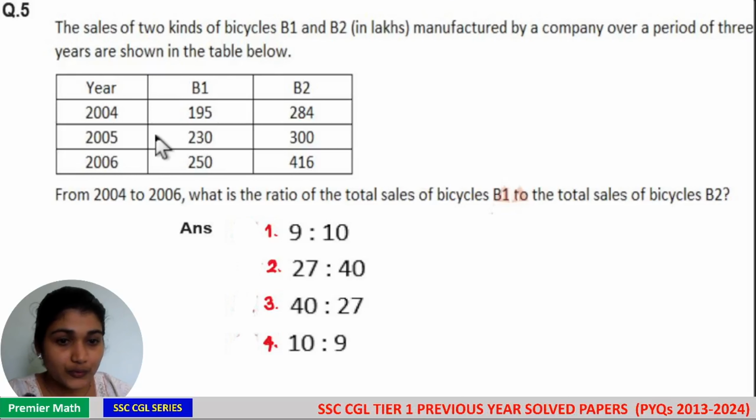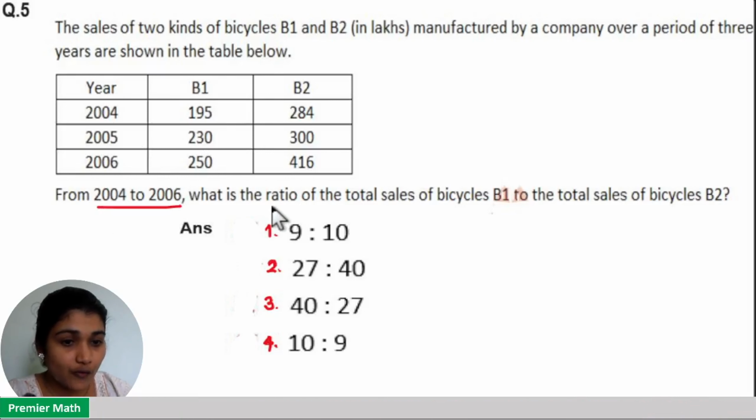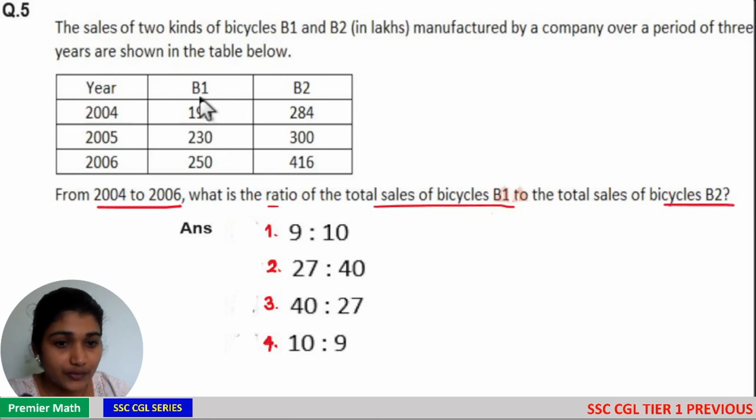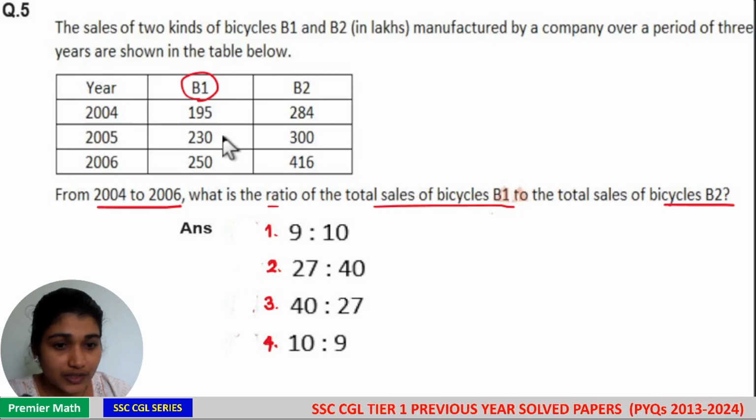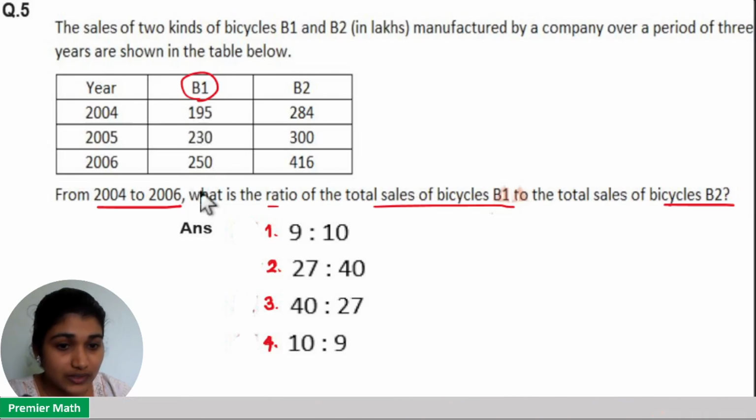Here, sales of two bicycles are given in the table from 2004 to 2006. What's the ratio of total sales of bicycle B1 to the total sales of bicycle B2? Here, for B1, total is equal to 230 plus 250 is 480. 480 plus 200 is 680. So this is 675 for B1.